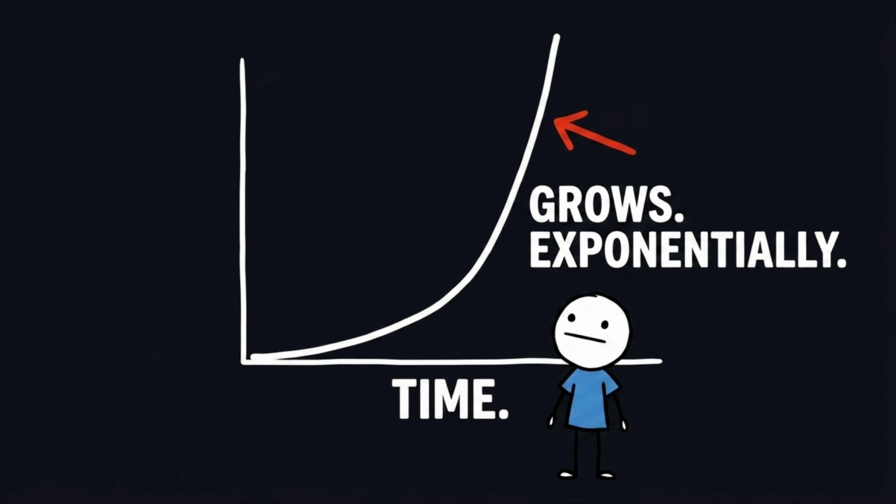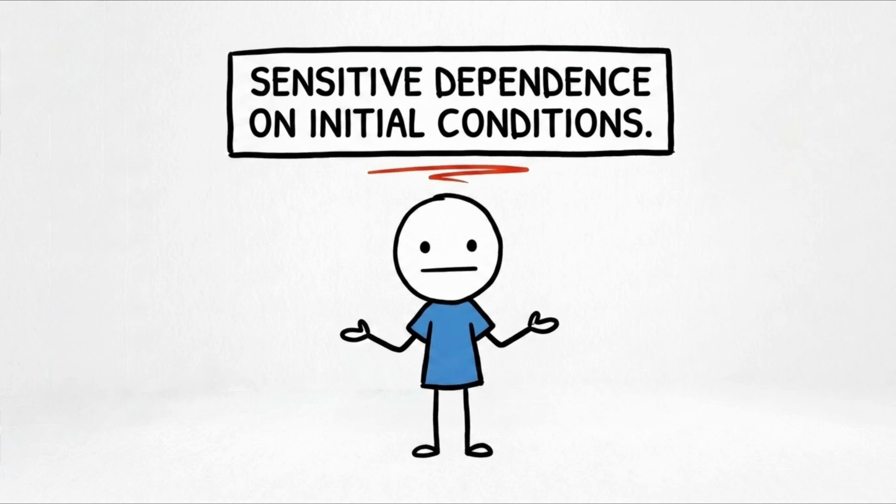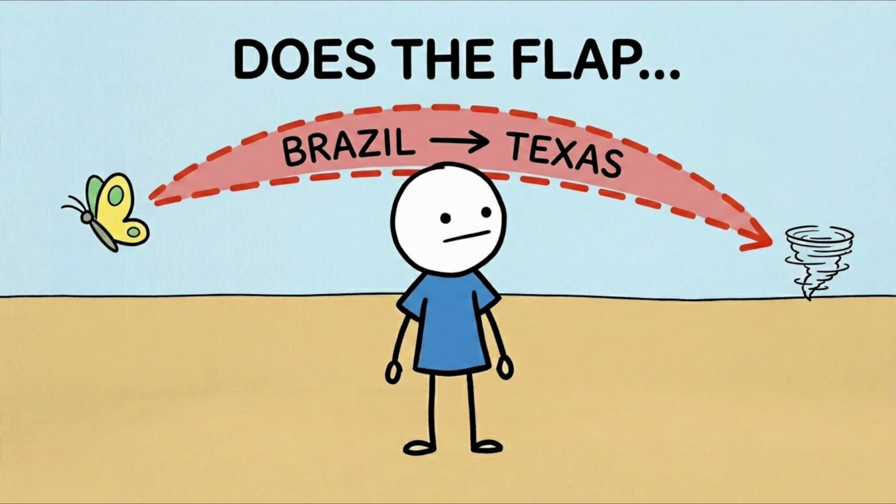And in a chaotic system, that uncertainty doesn't stay small. It grows exponentially. Two starting states that are almost identical diverge rapidly, and within a short time, they lead to completely different outcomes. This is what's known as sensitive dependence on initial conditions. Lorenz described it with a question. Does the flap of a butterfly's wings in Brazil set off a tornado in Texas?